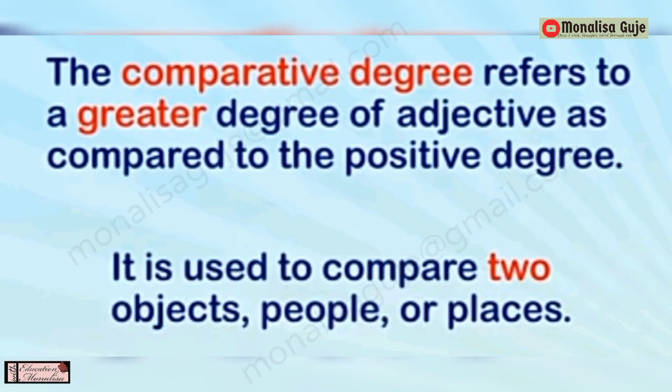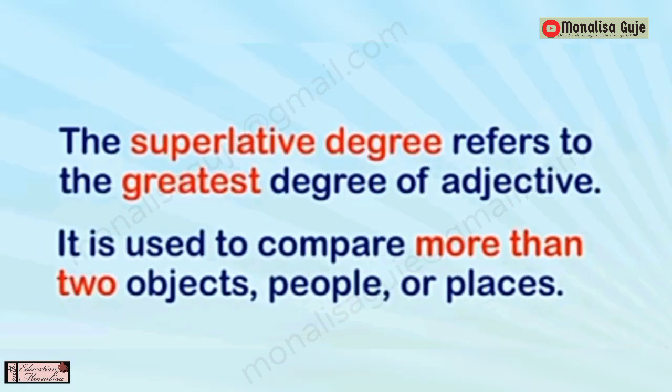And then comes the comparative degree. The comparative degree refers to a greater degree. So this is the second step of the degree. First is positive. It is used to compare two objects or people or places. The third one is the superlative degree. It refers to the greatest degree of adjective. Means this is the highest. It is used to compare more than two objects, people or places.